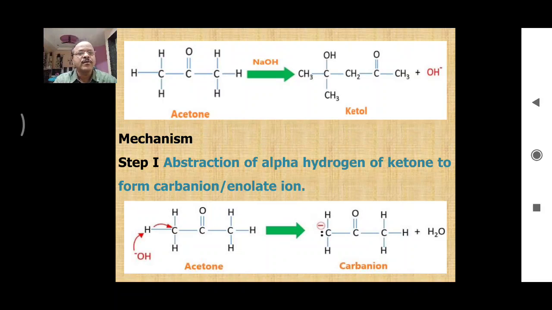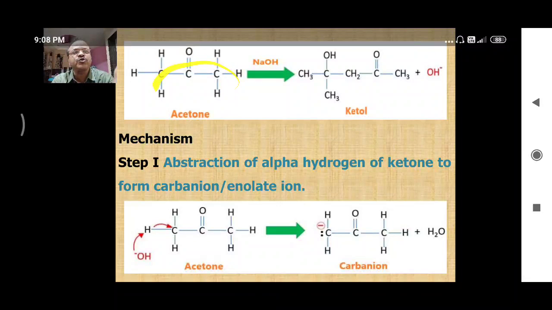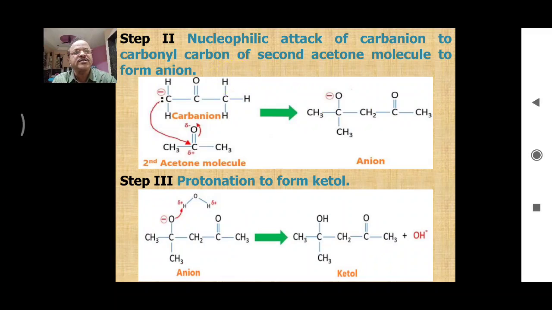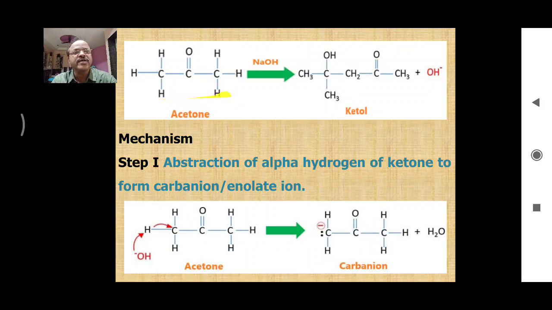Now let us consider the acetone molecule. The previous example was of an aldehyde, and here CH3COCH3 is acetone. Two molecules of acetone undergo condensation in presence of alkali, that is base. It forms the beta hydroxyketone, which is called ketol. So these are the two examples of aldol condensation, one using an aldehyde and the second using acetone, that is, a ketone.